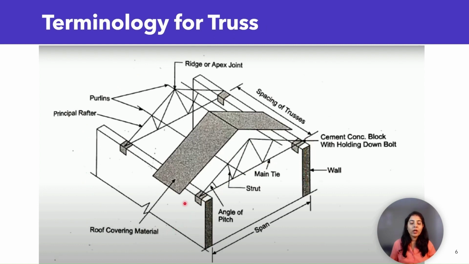Here in this drawing, two trusses are there. These are the walls and this is the roofing material. So here the span is given. Span is the center to center distance between the supports. Ridge or apex is the topmost point of the truss. And angle of pitch is the ratio of rise to span. Base is the distance between adjacent trusses.